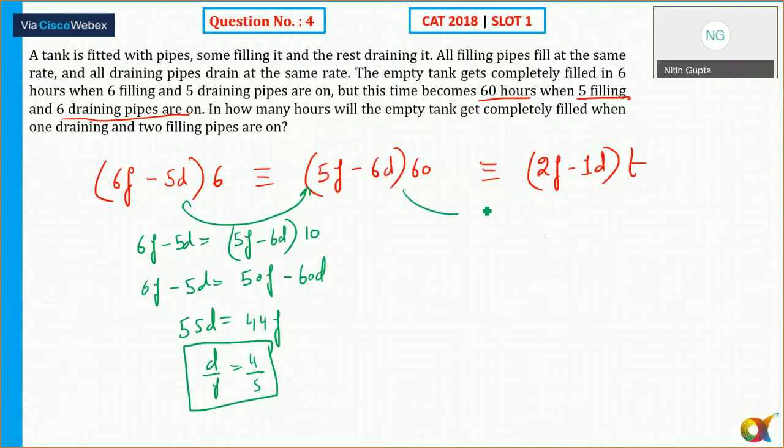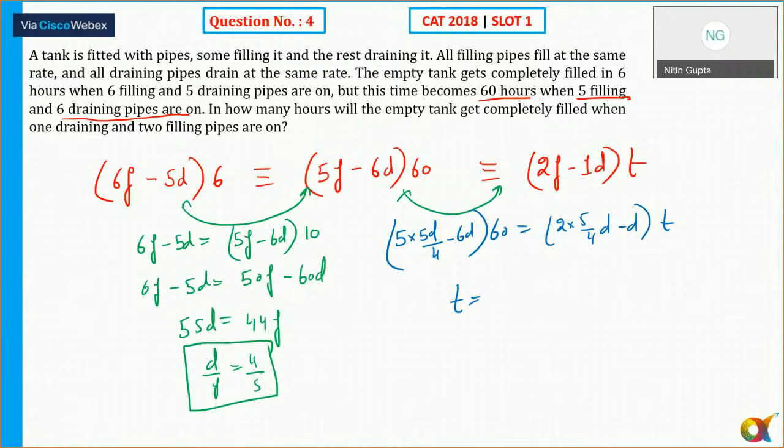Now we can solve these 2 equations, or any equation. So if I solve these, you can say the value of F is equal to 5D by 4. So here F is equal to 5D by 4, minus D. Then we get the time T, and this time T comes out to be the answer. So tell me, is it something new? I don't think so. ऐसा कोई नया क्वेश्चन तो नहीं है.